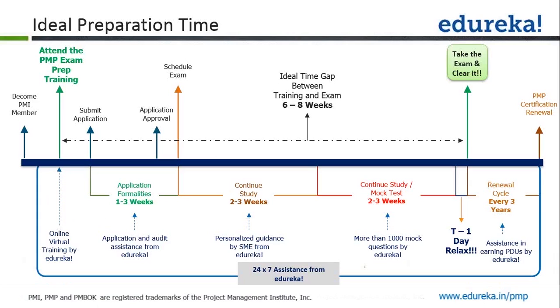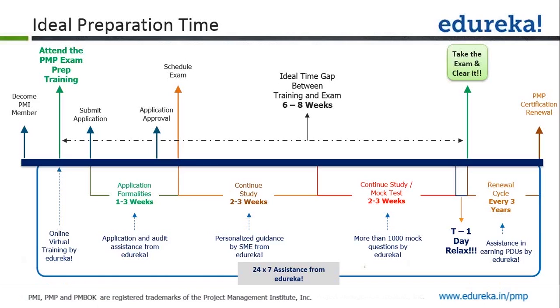I would suggest that you submit this application online on the PMI website. Once you submit the application, PMI is going to take some time, maybe 1 to 3 weeks, depending on the information that you have entered there. They are going to verify that, and after a few days of submission, PMI will come back to you saying that your credentials have been verified and you are eligible, and then they will ask you to make the payment.